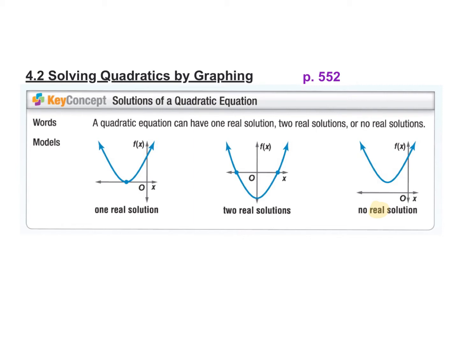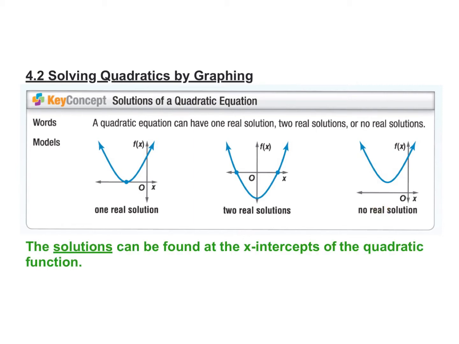But if you notice here, the vertex of this parabola lies on the x-axis. So there's one place where this parabola touches the x-axis, and therefore there is one real solution. This parabola actually crosses the x-axis in two different places. Therefore, it has two real solutions. And then this one doesn't touch the x-axis at all or cross it, so that's why there are no real solutions. The point is the solutions can be found at the x-intercepts of the quadratic graph.